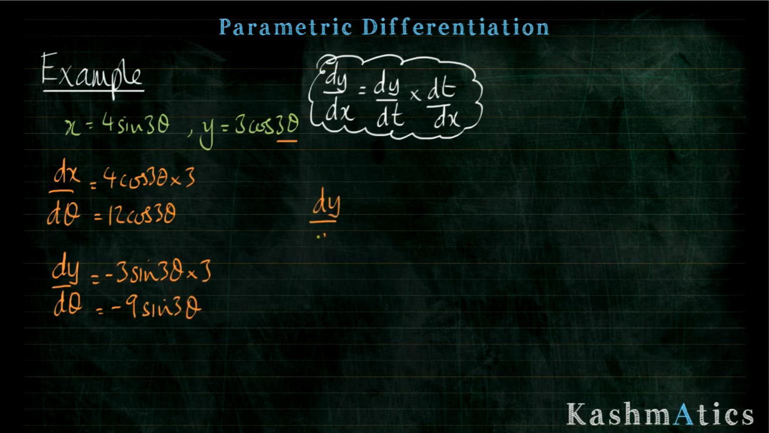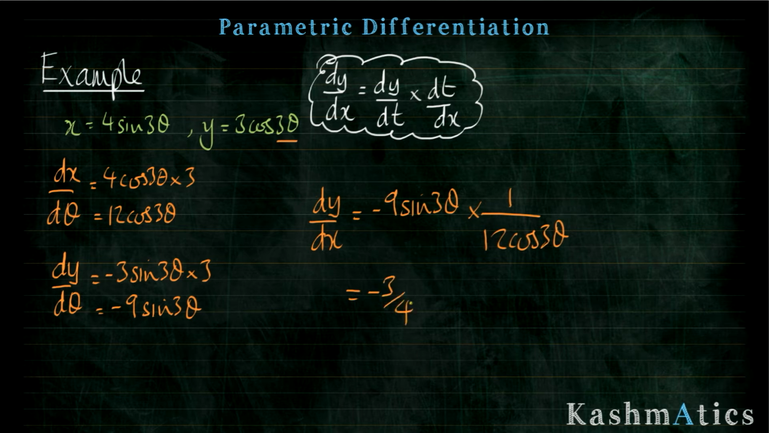dy by dx equals dy by d theta in this case. So minus 9 sine 3 theta multiplied by d theta by dx, which is 1 over this. Okay, and let's just tidy that up. The minus 9/12 gives me minus 3/4, and the sine 3 theta over the cos 3 theta gives me tan 3 theta. Okay, so again, fairly straightforward if you know how to differentiate these trig functions.